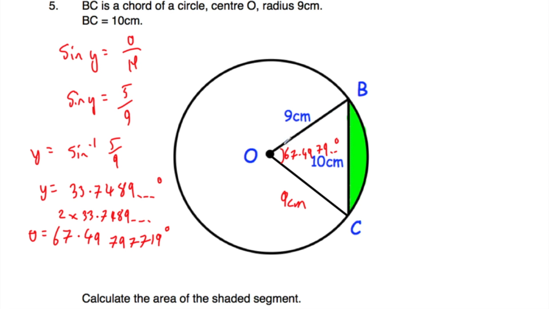So we've now got this sector. So we've got the sector OBC. And if we can find the area of the sector and then find the area of the triangle and take them away, we can then see the area of the segment. So let's deal with the sector to begin with.